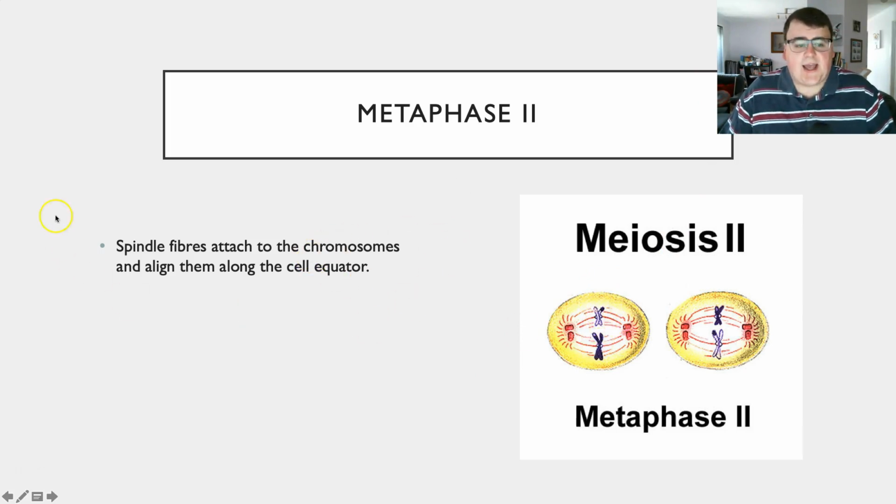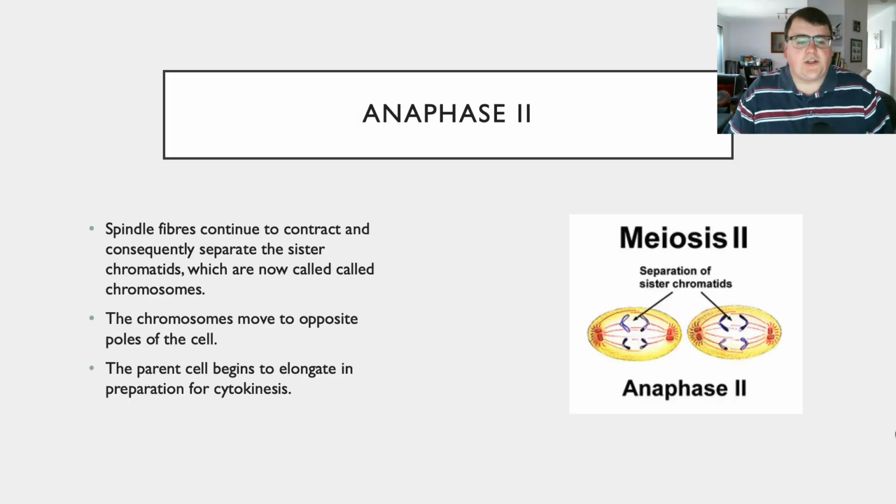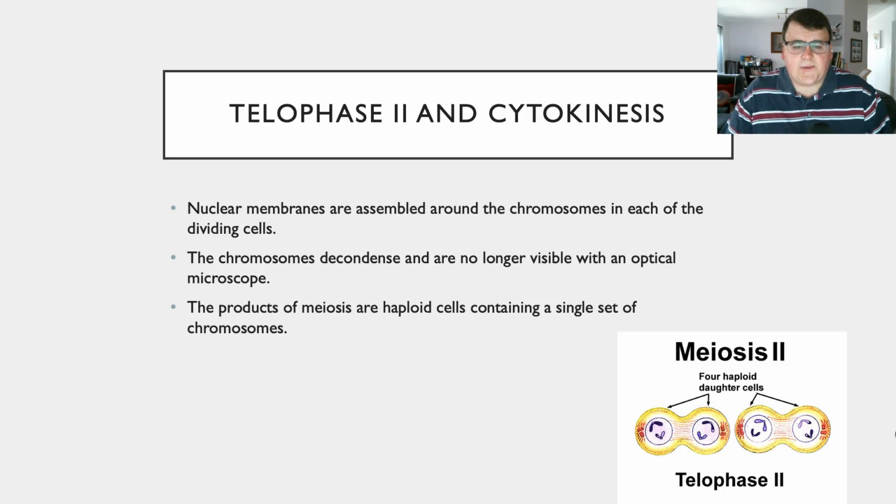So this is almost exactly identical to metaphase in mitosis, except for the step that these are now one of the homologous chromosomes. The spindle fibers continue to contract, and consequently they'll separate the sister chromatids, which are now called chromosomes. Those chromosomes move to opposite poles of the cell, and the parent cell again begins to elongate in preparation for cytokinesis. Last, we get to telophase 2 and cytokinesis. So the nuclear membranes assemble around the chromosomes in each of the dividing cells, and the chromosomes condense and are no longer visible with an optical microscope.